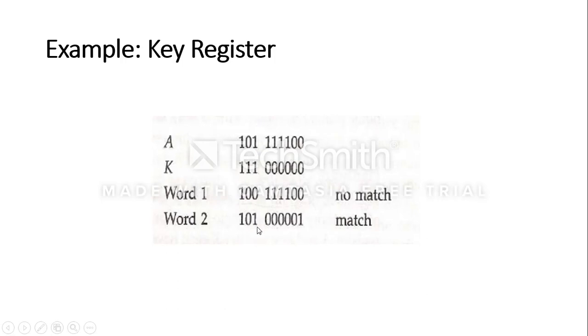So there is a match for word 2. Whatever is specified in the argument register is matching with the content of word 2 in the associative memory. So the corresponding bit in the match register for word 2 will be set to 1. As there is no match for word 1, the corresponding bit value in the match register for word 1 will be cleared to 0. So this is how you can use the key register K for performing the mask operation. Mask is basically AND with 0 operation.